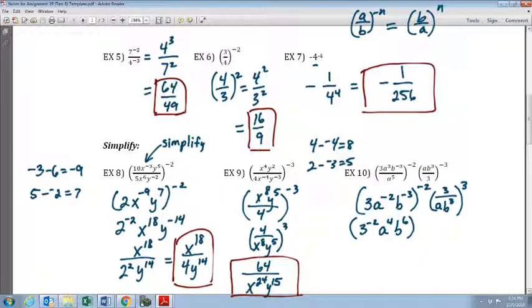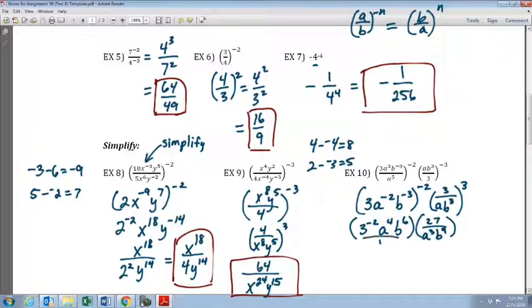We have 3 cubed. Now be careful, that's 3 times 3 times 3. That's going to be my numerator, 27. We have a cubed in the denominator, nothing to do with that. And then b cubed cubed, so we have a power to a power. So we're going to multiply there, we get b to the 9th. All right, we still have some work to do here.